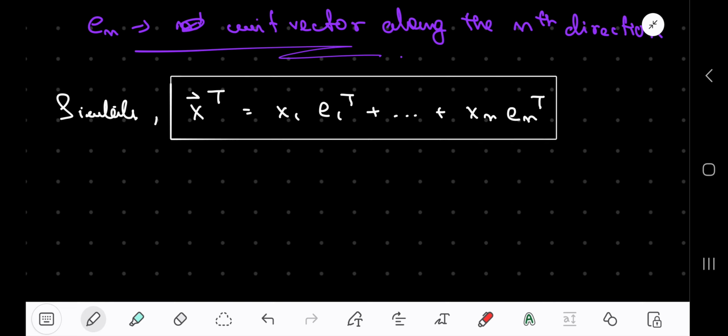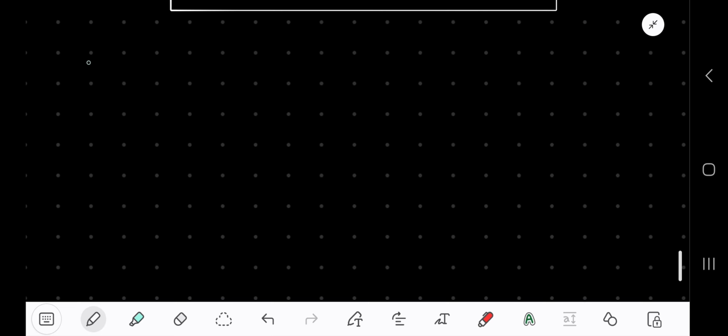So we will keep on changing these as we require. Okay. The next thing which we need is the notion of a linear transformation.